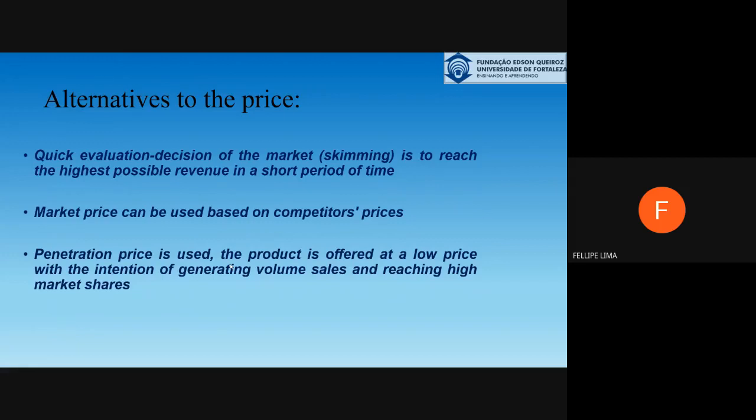The penetration price is used to enter a new market. You use low prices with the full intention to generate volume sales and increase your market share. It's different from skimming. Skimming has a shelf life. When you are doing skimming, you have a timeline. You know when you will end that price, regardless of whether you are selling well or not. In the penetration price, you do not stop until you reach the market share you want. And you are going to go lower and lower and lower until you reach the market share you want.